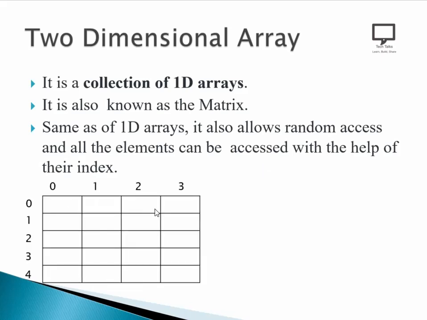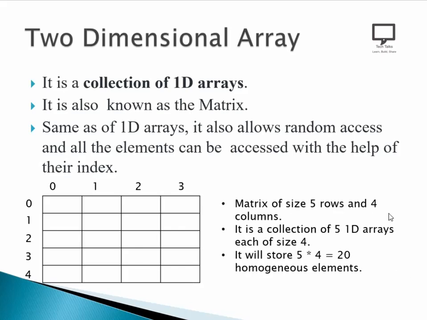This is the representation of a 2D array. As I told you, it is a collection of 1D arrays. This is the first set of 1D array having four values with index positions 0, 1, 2 and 3. This one is the second set, this one is the third set, fourth set and fifth set. So it's five sets of 1D arrays, and every set holds four elements. So the matrix is of size 5 rows and 4 columns. Every array is of size 4, so in total we can store 5 fours are 20 homogeneous elements in this 2D array.